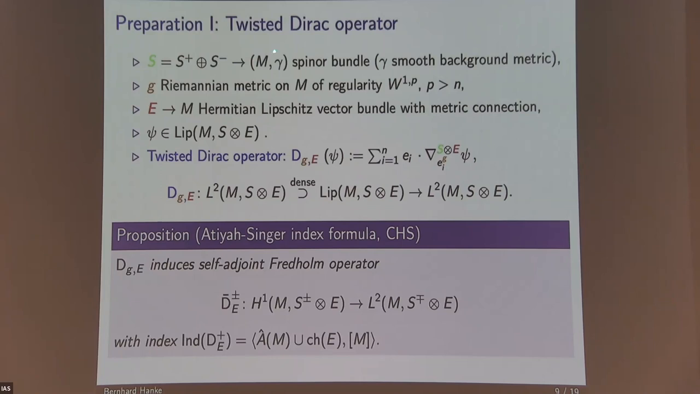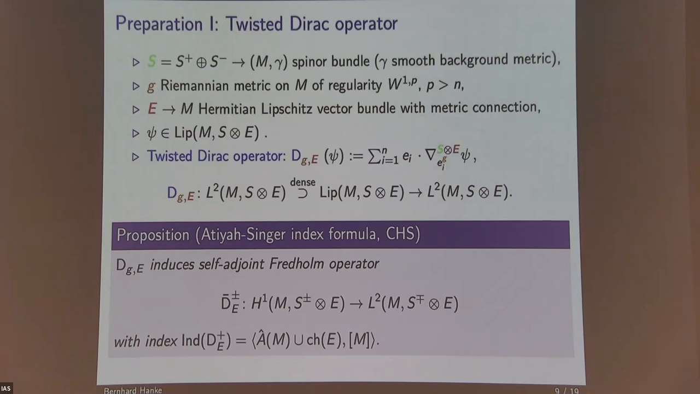Namely, if you have a spin manifold, then you have the spin principal bundle over your manifold, and you can take an associated bundle by taking an irreducible spin representation. In even dimensions there is just one complex irreducible spin representation, which is graded. So we have a plus and minus part, and you take this bundle. This is a certain vector bundle over your original manifold M, and it has a plus and minus part. So this is what we remember here.